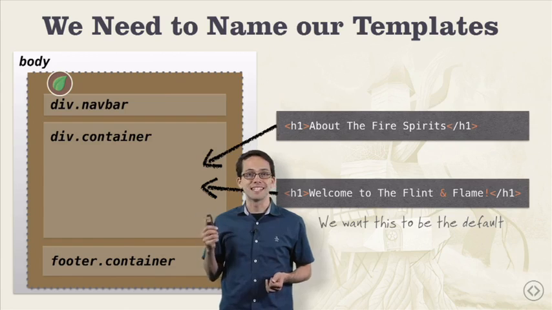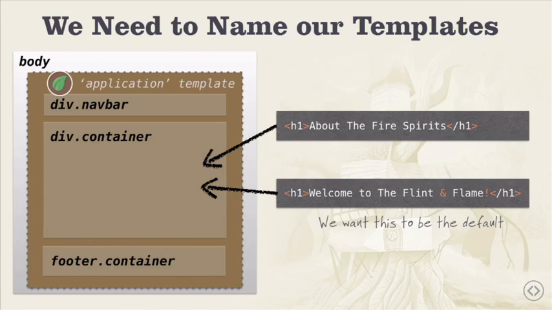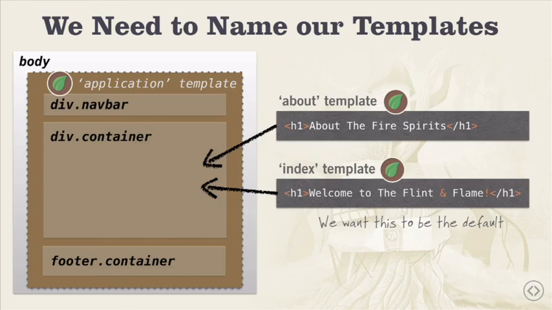And the first step is to name our templates. We're going to name our main template we already created the application template, and then we're going to create templates for about and for index.